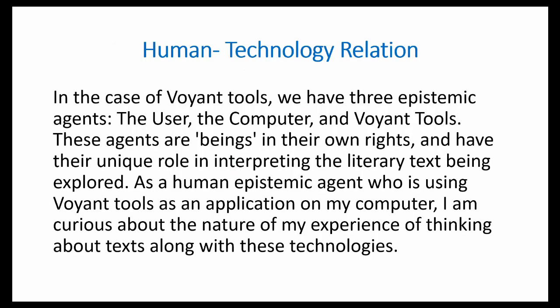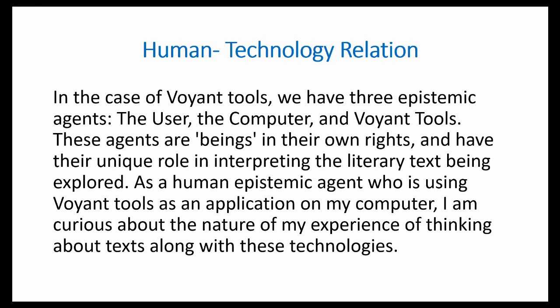Now, in the case of Voyant, you will notice that there are three epistemic agents: the user, the computer, and the Voyant tool. And these agents, that's the argument, are existing in their own right. So it's not like just a computer is there, no. It exists, it has its own being. And it has a unique role that it is performing within the context of interpretation. So as a human epistemic agent who is using the Voyant tool on my computer, I'm curious about the nature of my experience of thinking about text along with technology. And that's one of the things that the research is exploring and will further explore.